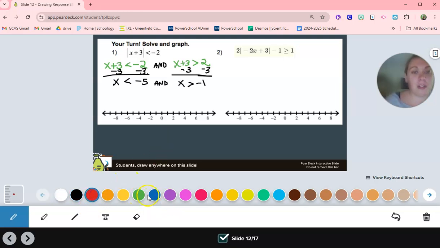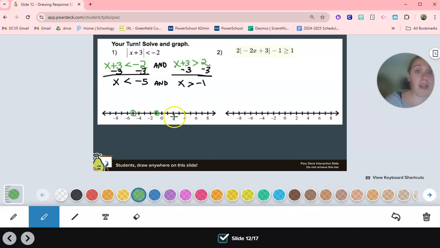So we have an open circle on -5 and an open circle on -1, and this is an and. It is greater than -1, and it's less than -5. So we're going to the left of -5, and we are going greater than -1 with our open circles. Beautiful.